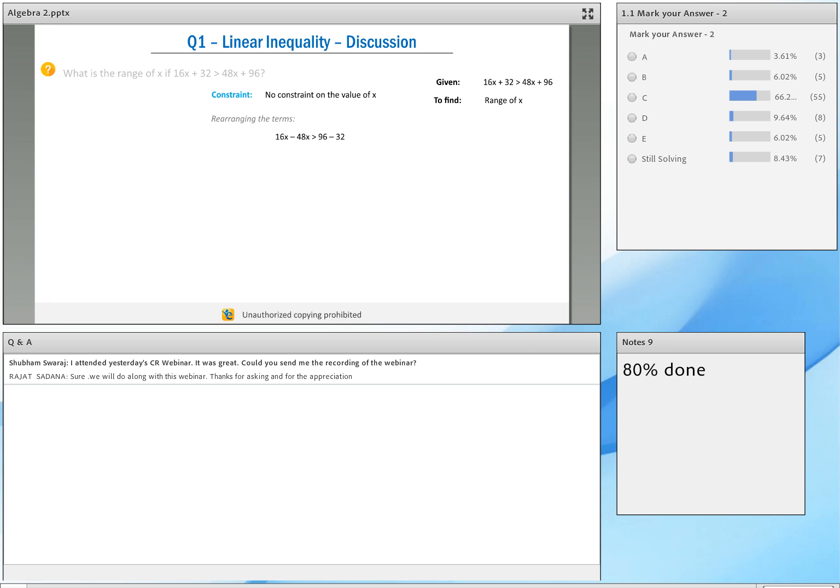So what do you do? You rearrange the terms. You get all the terms with the x on the left, and all the numerical terms on the right, and you get minus 32x is greater than 64. Now, the few of you who made a mistake: if you multiply by minus 1 on both sides and don't change the sign of the inequality, you're going to get 32x is greater than minus 64, or x is greater than minus 2. That is the mistake if you don't change the sign of inequality. In that case, you're going to be choosing choice B.